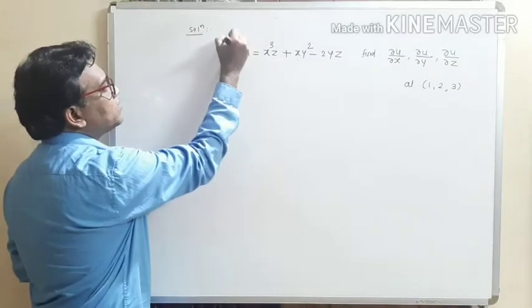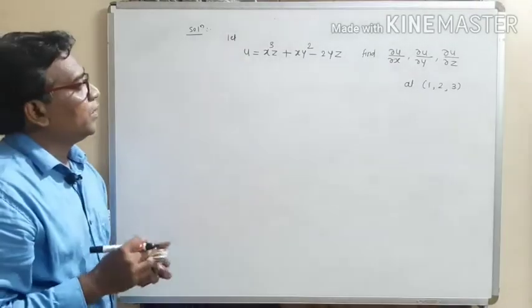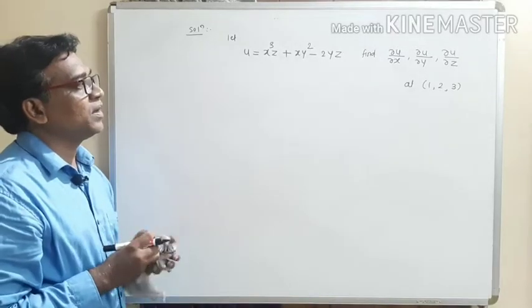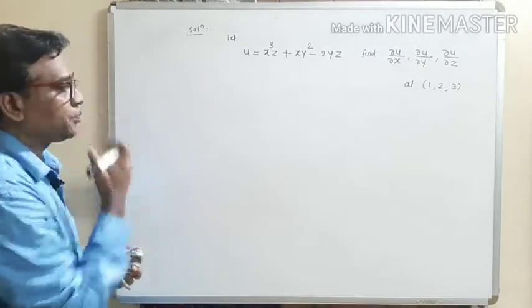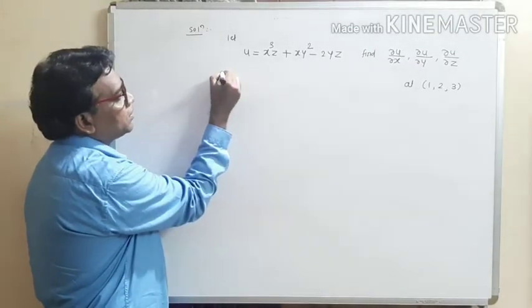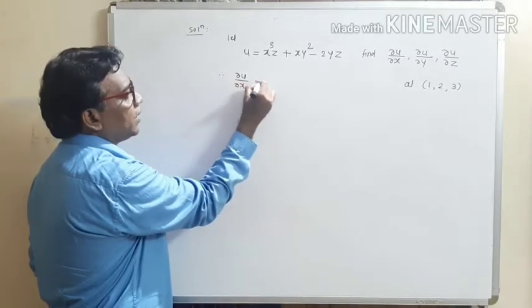So this is our given. Let u be equal to x cube z plus x y square minus 2yz. Now find out the first order partial derivatives. Therefore, find out del u by del x.